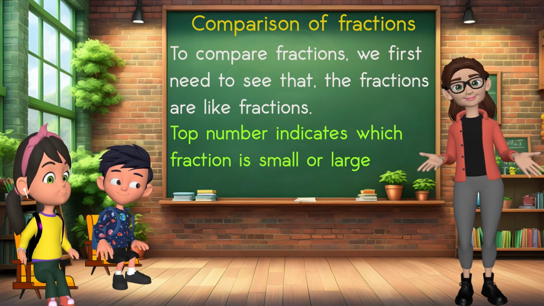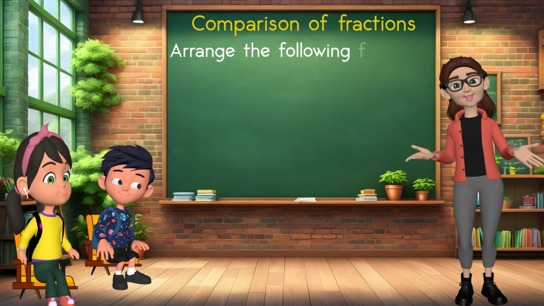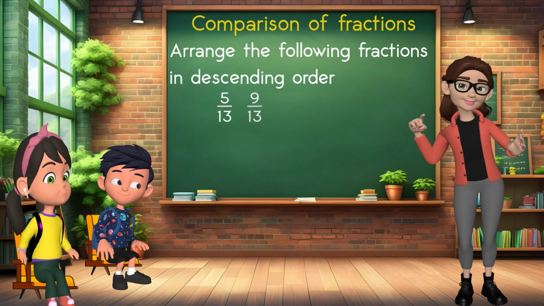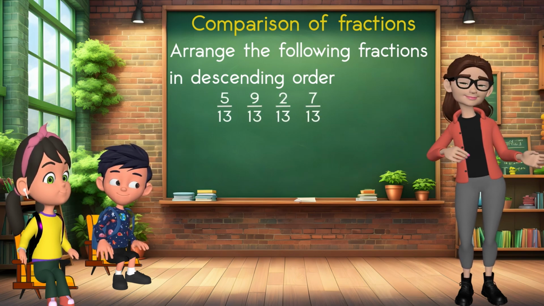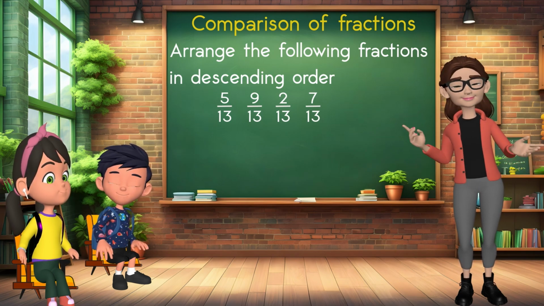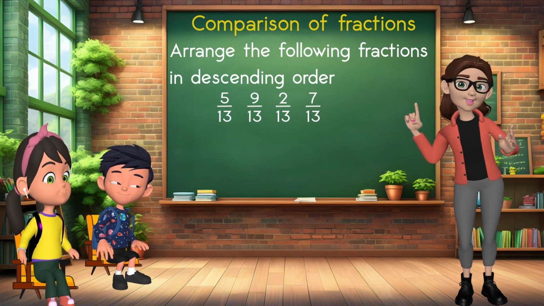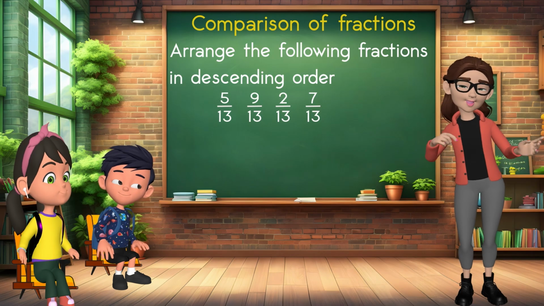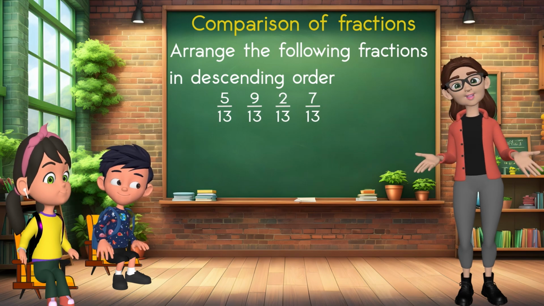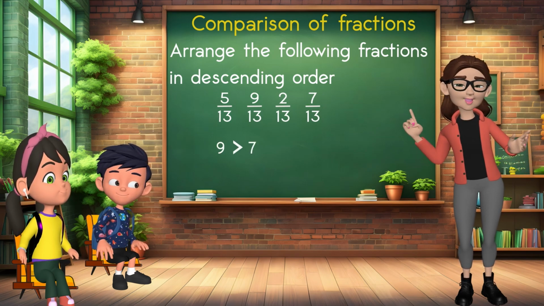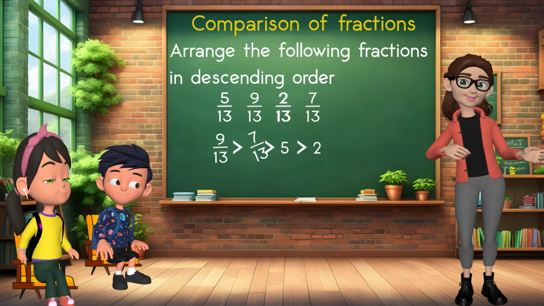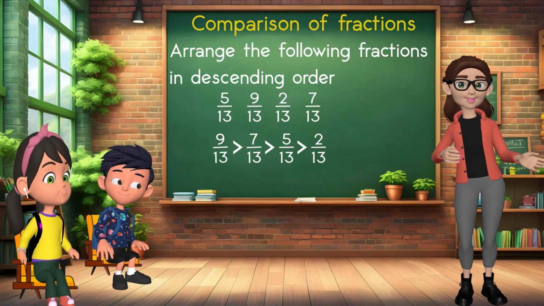Let us see an example. Arrange the following fractions from large to small, that is, in descending order. 5/13, 9/13, 2/13, 7/13. Here, all the fractions are like fractions, because the denominator is the same, that is 13. Therefore, the fractions will be compared by their top numbers. Here, the top numbers are 5, 9, 2, 7. Now, arrange these top numbers in descending order. We get 9 greater than 7 greater than 5 greater than 2. That is, 9/13 greater than 7/13 greater than 5/13 greater than 2/13.